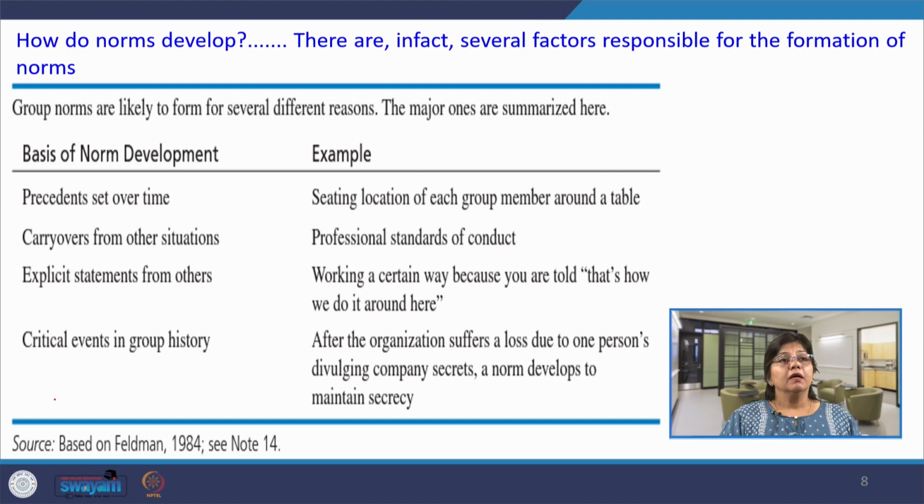And the last is critical events in group history. For example, it is expected that we should not divulge the company secrets to the competitors. If someone has done it, maybe the person had to lose his job or the person was fired. So, based on the previous group history, it becomes a norm that this is not expected, and if somebody performs such behavior, then maybe the person will suffer a loss. So, these are the situations which actually establish norms in a very unspoken, unwritten and informal manner.